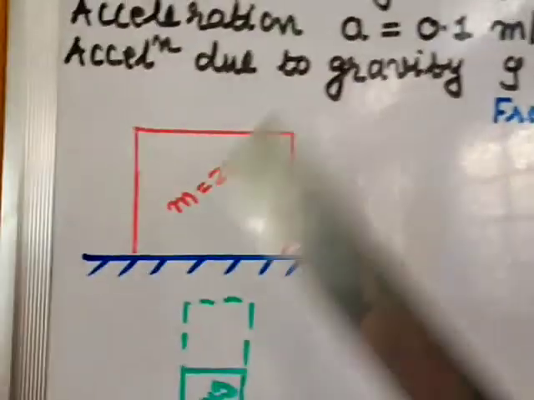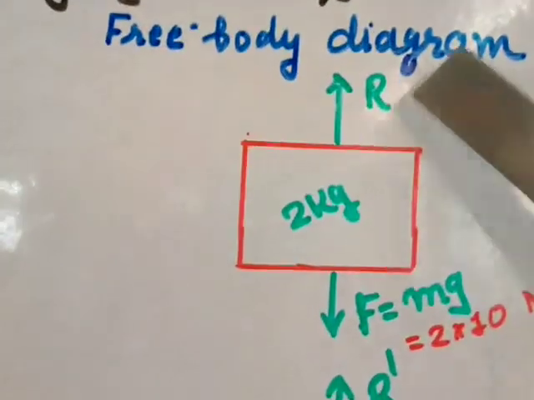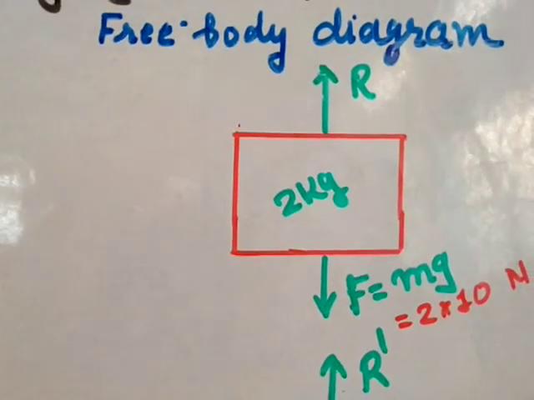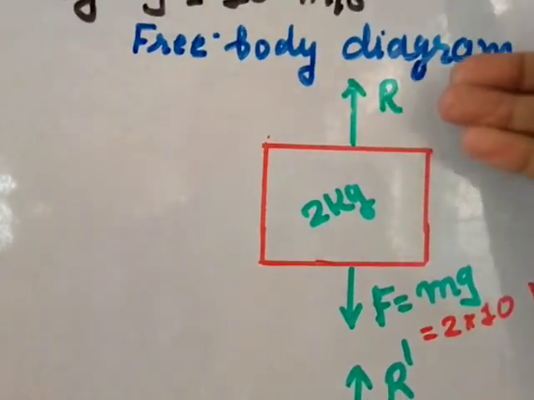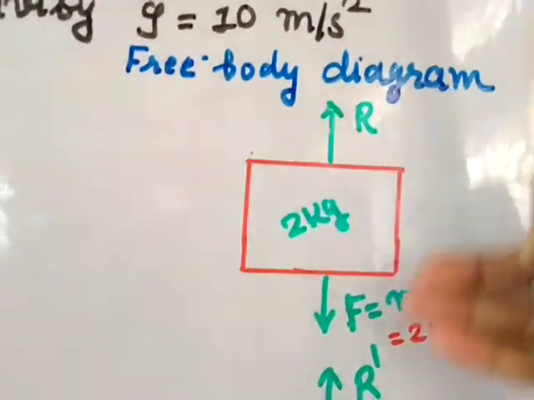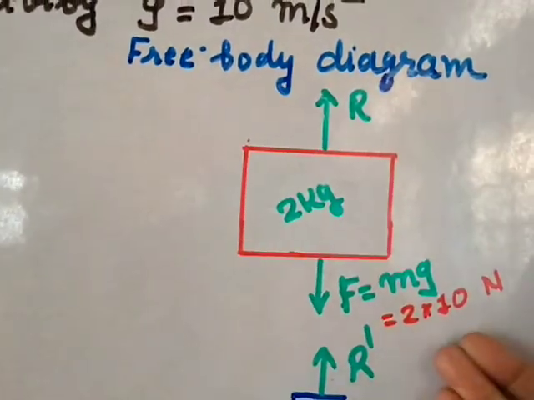And here they have said that the block is at rest. That means the resultant of these two will be 0. The body is at rest, which shows that the net external force on this body is 0, right? That means F and R will be equal. So R equal to F, that means R will become 2 into 10, that is 20 Newton.